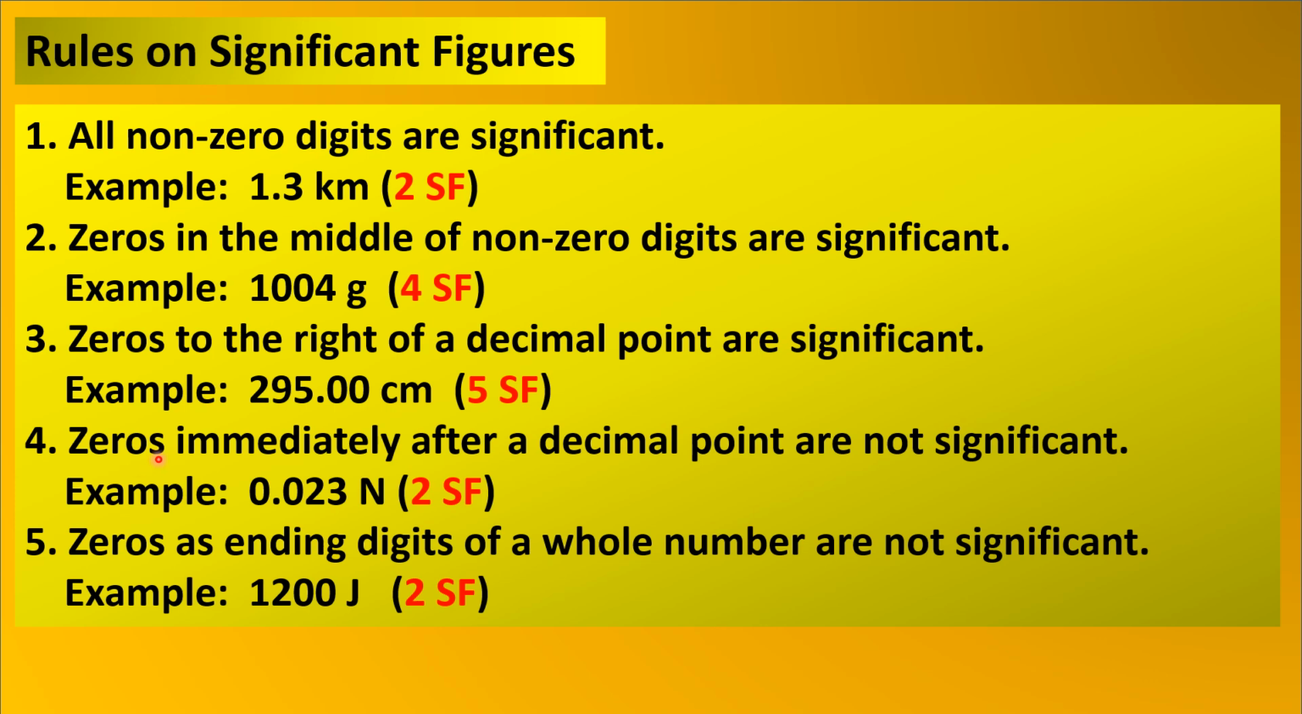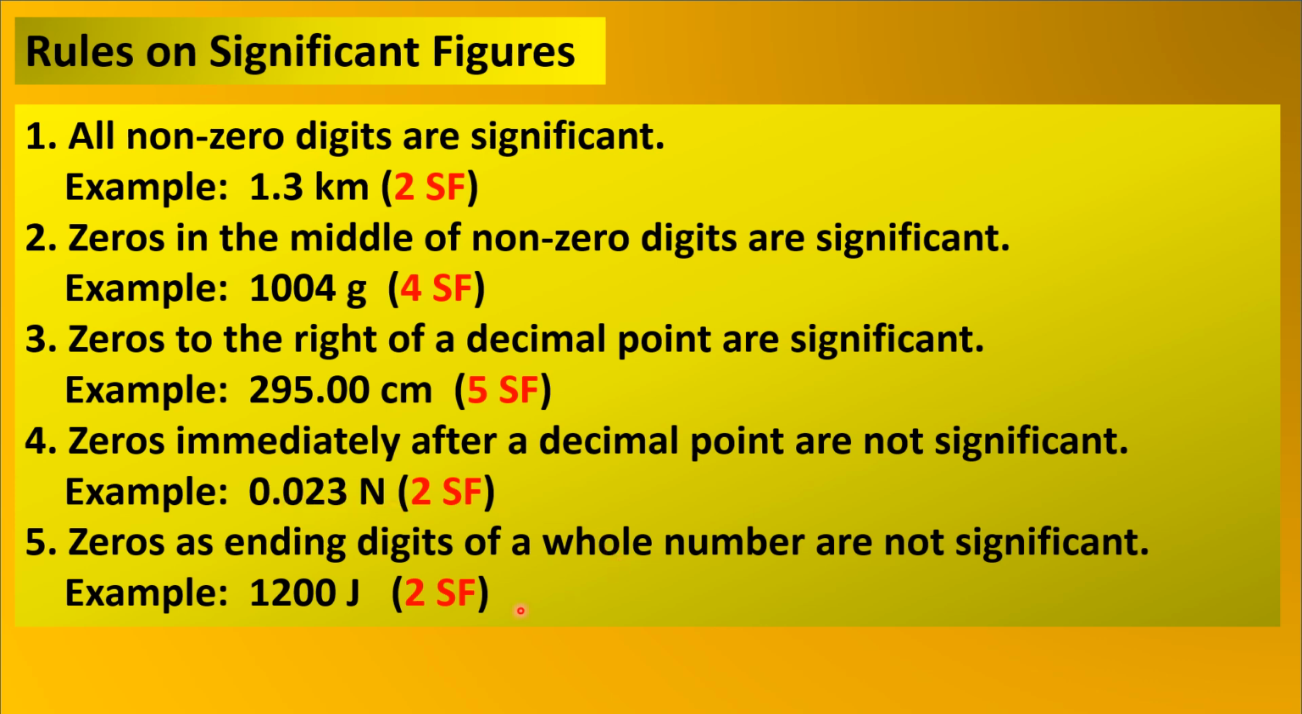Rule number 4, zeros immediately after a decimal point are not significant. Example, 0.023 newtons. The zero that is immediately after a decimal point is not significant. So there are only 2 significant figures in this measurement. The digits that are significant are 2 and 3. Both the zeros are not significant.